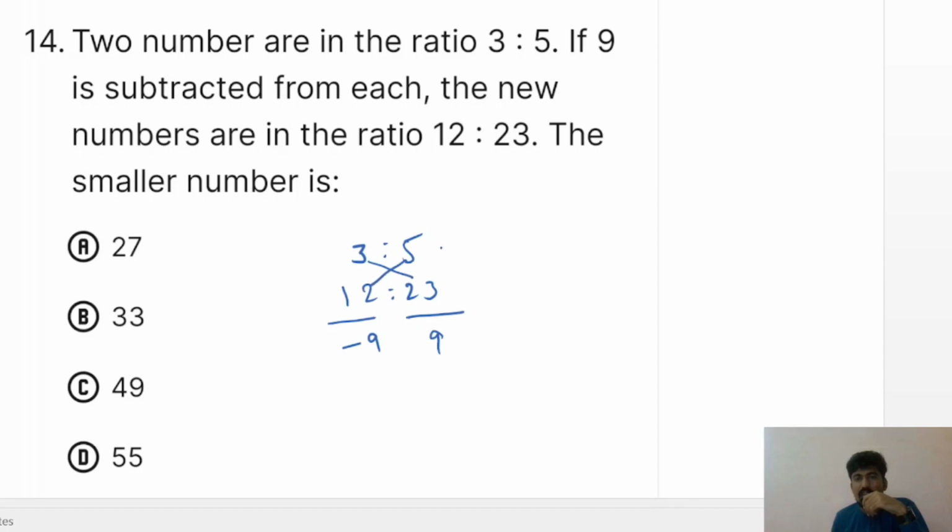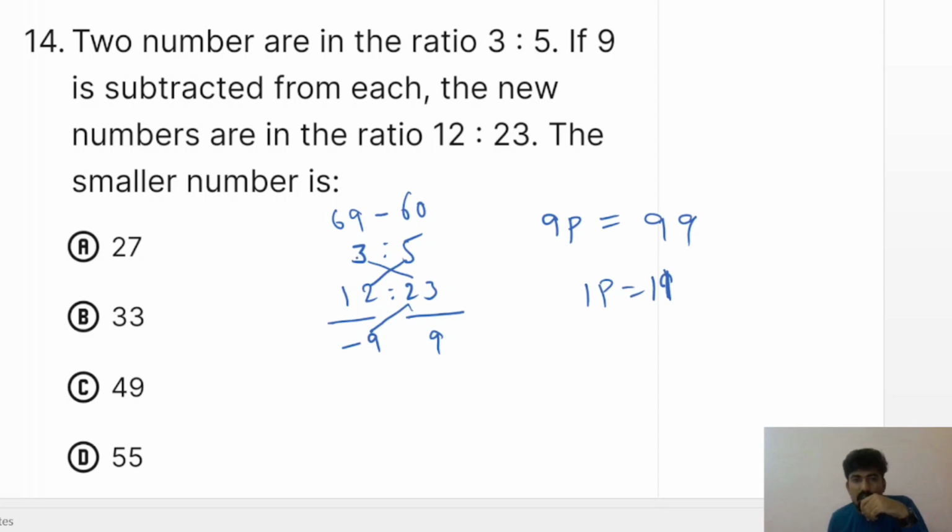Here from this we can get the parts value. 3 into 23 is 69, minus 12 into 5, 60. That is 69 minus 60, 9 parts is equal to the difference of 12 and 23. Difference is 11. 11 into 9 is 99. That means 1 part is equal to 11.